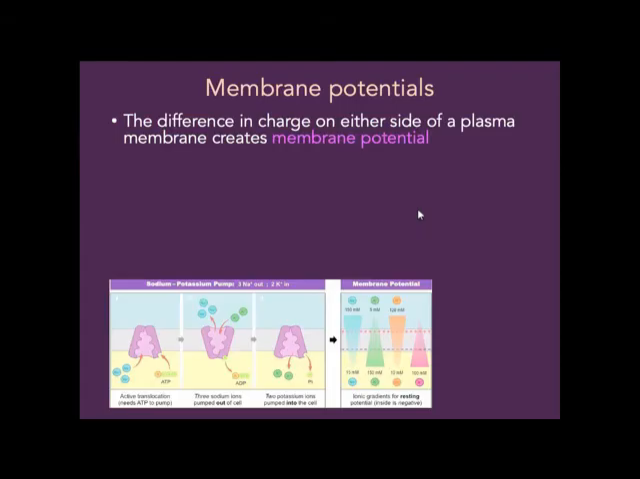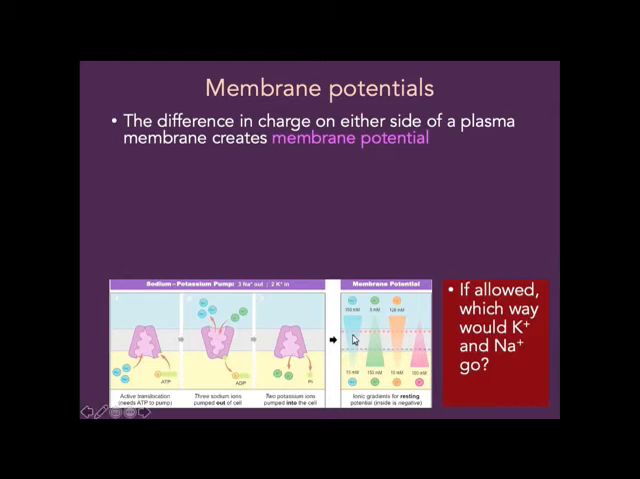All right, so we're going to talk a little bit about membrane potential. This is the difference in charge on either side of a plasma membrane. If you have a lot of positive charge on one side of a membrane and negative charge on the other side of the membrane, this creates potential energy that can do work. And so that's called membrane potential.